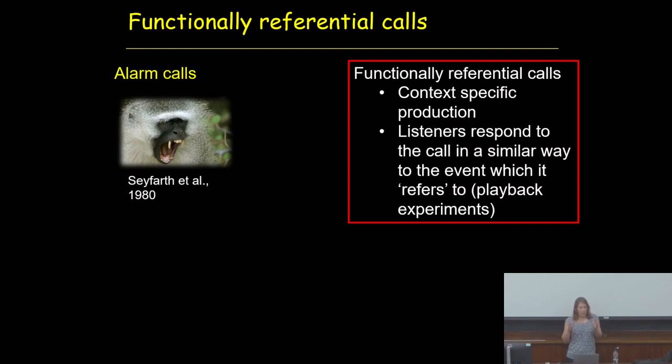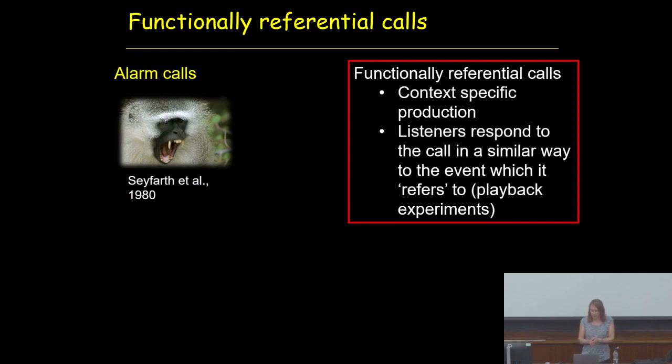The reason that they're functionally referential, not just referential calls, is because people were agnostic as to the cognitive mechanism that was underpinning the production and reception of these calls. On the surface, it functions as our referential signals do, but it was purposefully agnostic about what was underpinning those types of calls.